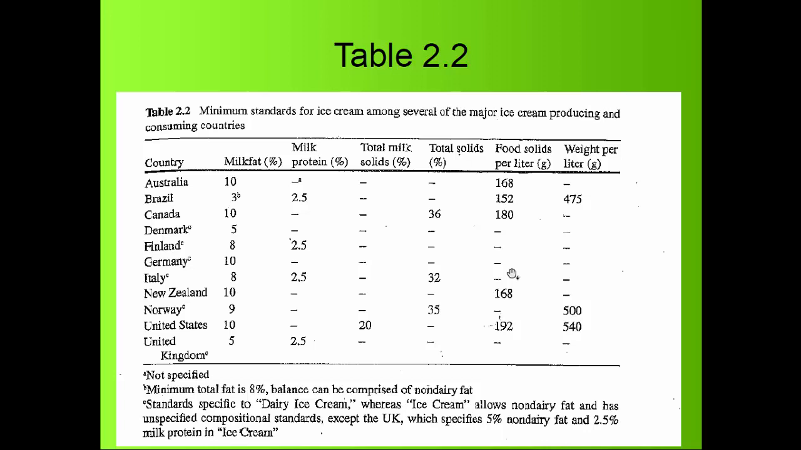This shows the minimum standards for various countries, right? So in Australia, the minimum milk fat is 10%, and in the United States, it's 10%, right? And if we look at Finland, it's like 8%, right? And the United States is the only one that has a requirement for total milk solids, right? And the weight per liter, once again, this shows how much overrun there is.